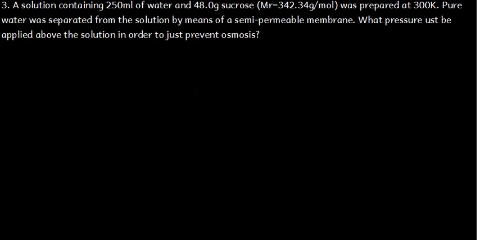The next question here: a solution containing 250 milliliters of water and 48 grams of sucrose was prepared at 300 Kelvin. Pure water was separated from the solution by means of a semi-permeable membrane. What pressure must be applied above the solution in order to prevent osmosis?